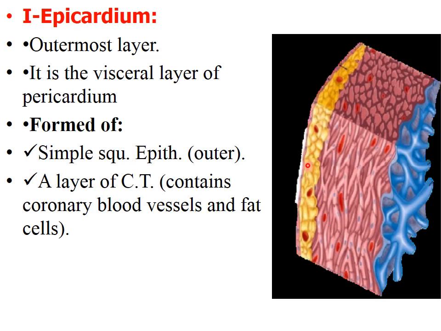Again, epicardium is the outermost layer. It is the visceral layer of pericardium, formed of simple squamous epithelium, outermost layer, and the inner layer of connective tissue contains coronary blood vessels and fat cells.